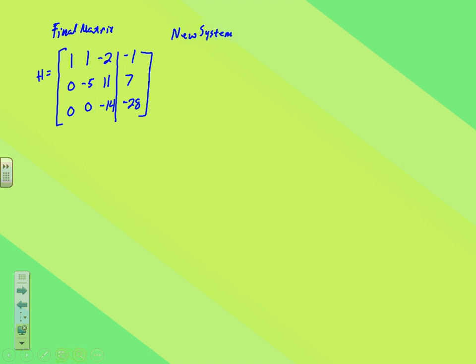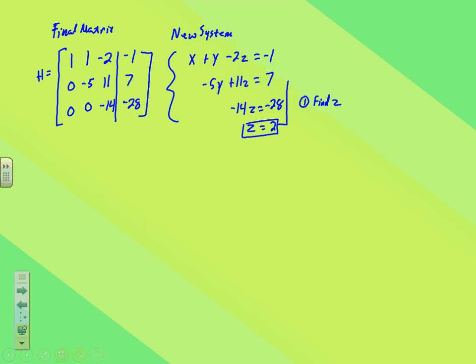that's going to give me my new system, where the first row produces an equation of x plus y minus 2z to be equal to -1. My second row produces an equation that says -5y plus 11z is equal to 7. And then my third row produces an equation that says -14z is equal to -28. And again, I'm going to start at the bottom, find z, and just divide both sides by -14, and z is going to be 2.